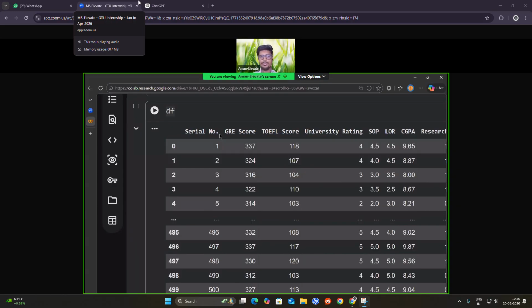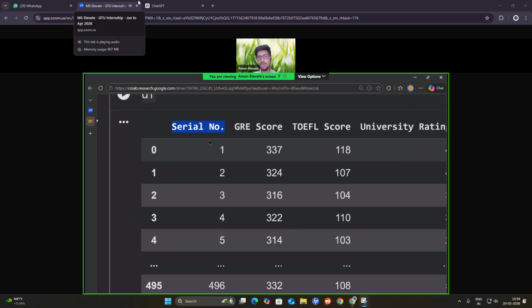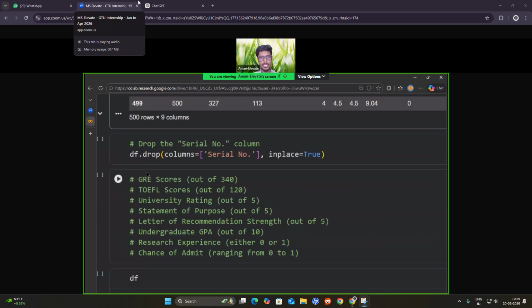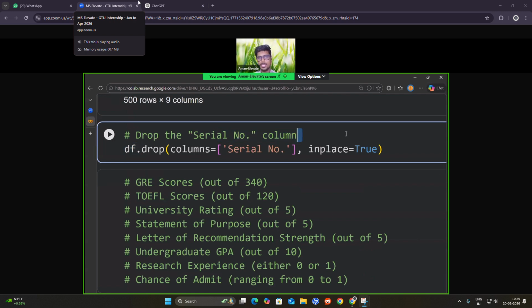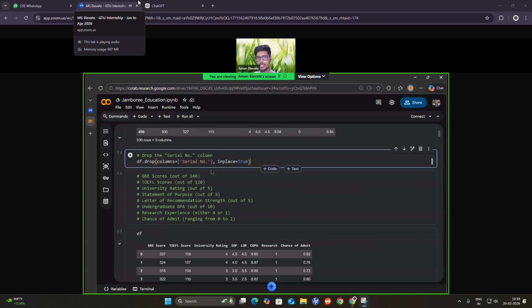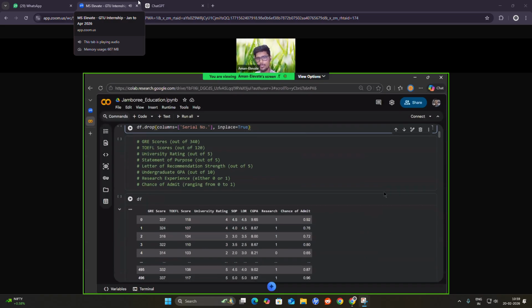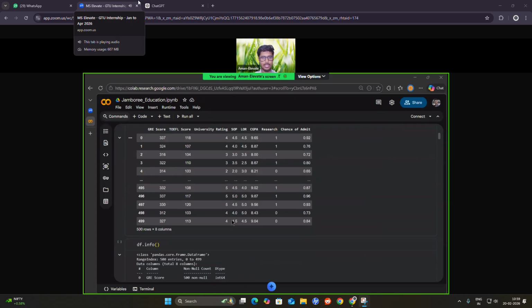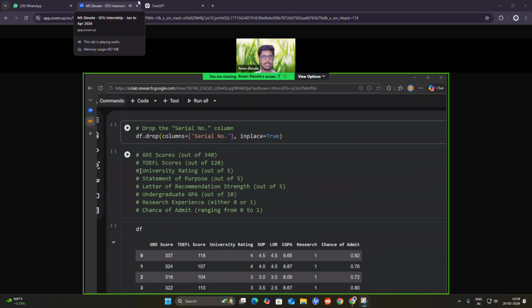For us, we can simply notice this serial number is totally illogical, right? So we can simply drop the serial number. Okay. Then after dropping it, this will be our final data, and this is how the scores look like.